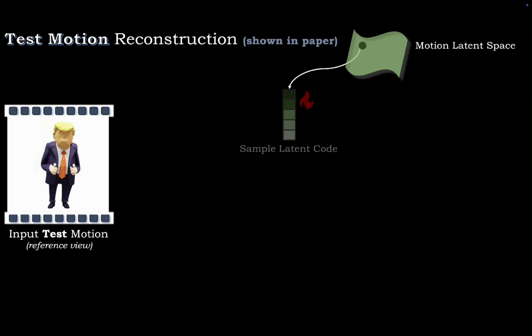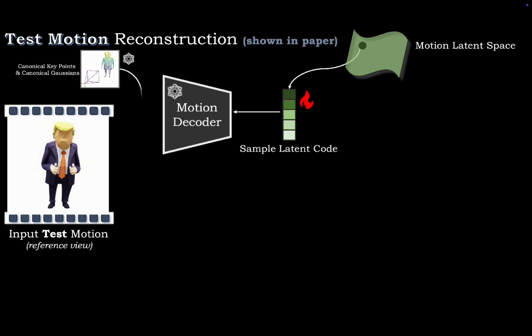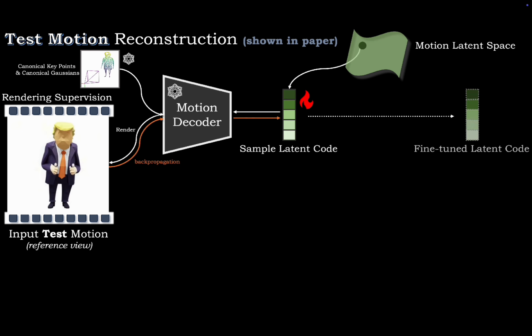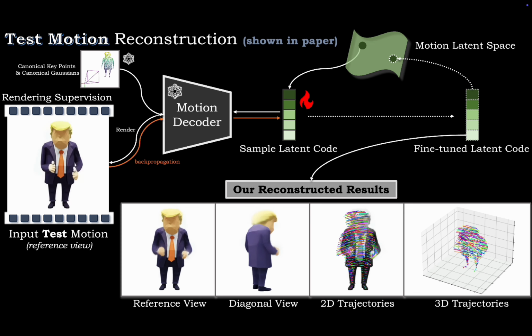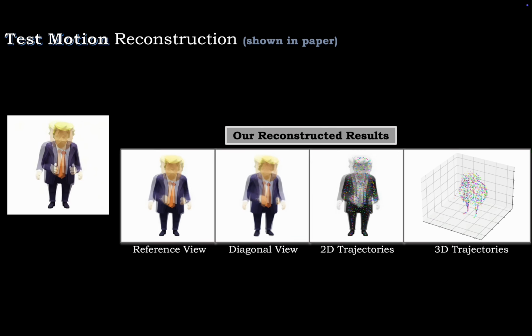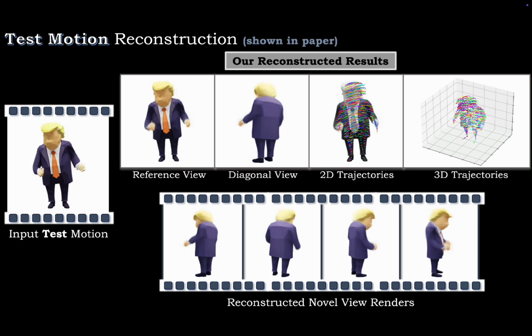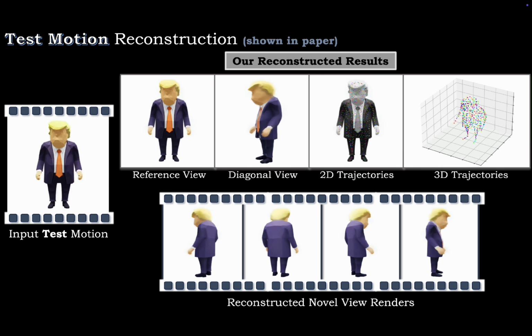For reconstructing test motions, we optimize the randomly sampled latent code from scratch, while keeping all other model parameters fixed. The latent code is updated through standard gradient backpropagation. The fine-tuned latent code can be directly decoded to the target motion with our pre-trained motion auto-decoder. Here we show the novel view rendering results of our reconstructed motion.